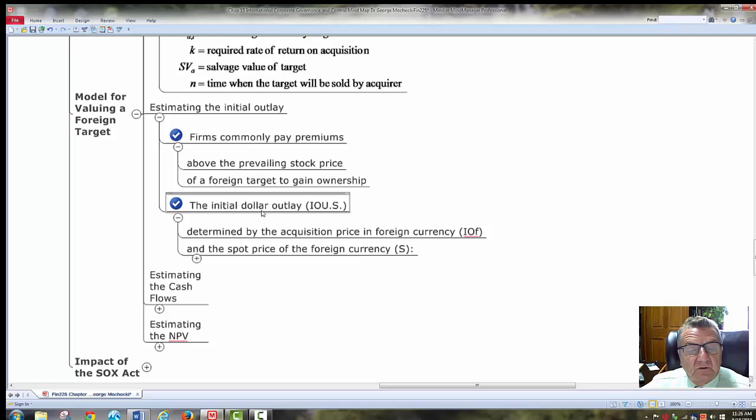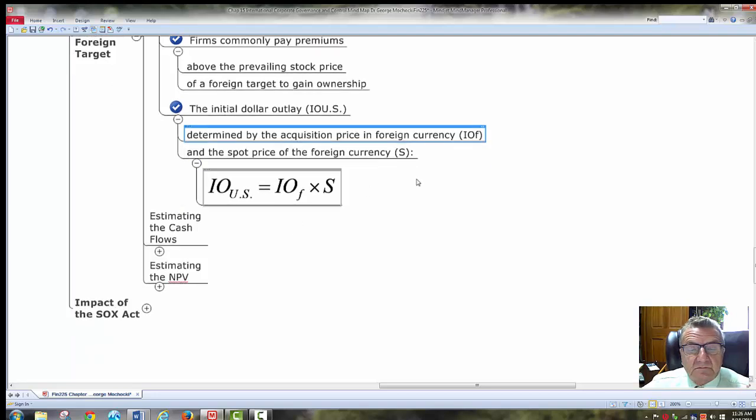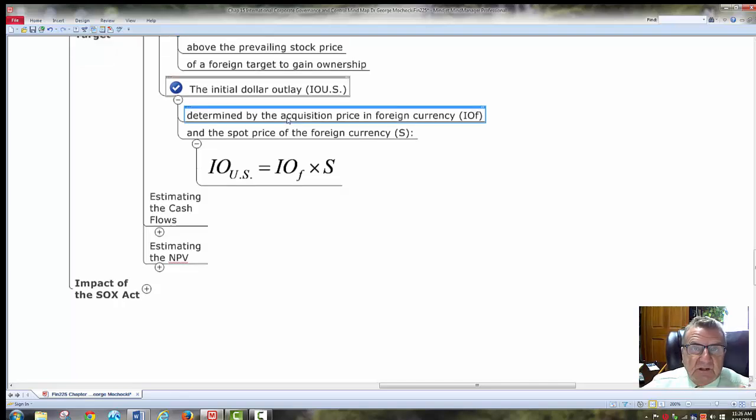Initial dollar outlay. That's the IO, initial outlay of dollars, determined by the acquisition price of the foreign company, the initial outlay by the foreign company, and at the spot rate of the currency. And here's the formula: USA is equal to spot rate times the initial outlay in foreign currency. That's what's going to determine the initial dollar outlay. So I know what it is, but the spot rate is my exchange rate. What is it this time? What's it going to cost? It gives me a general idea. I know it could change, depends when I'm doing it. I'm looking at it now, looking at my initial outlay.